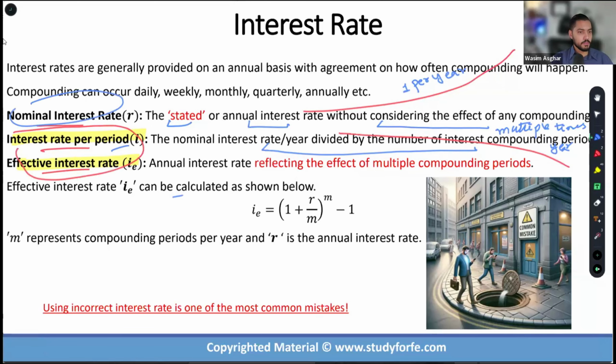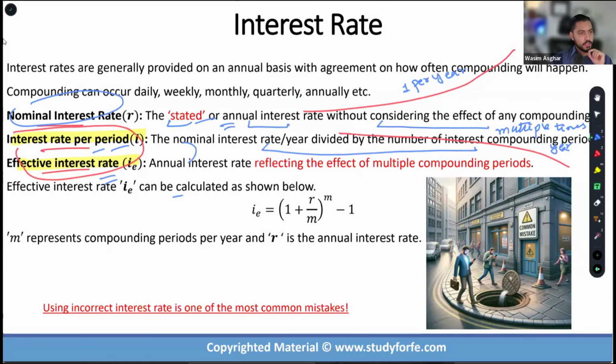Are you guys following me? Effective interest rate, by definition, has multiple compounding periods at play. Okay? Interest rate per period means what is the rate in a subset of period, okay, less than 1 year. These two are connected and this is basically standalone. Does it make sense, guys?